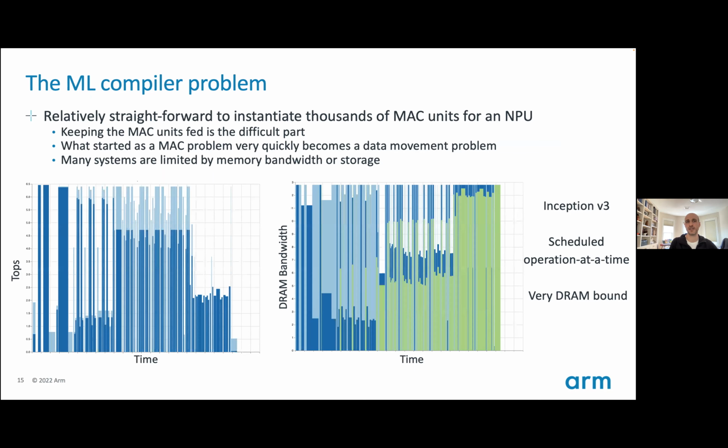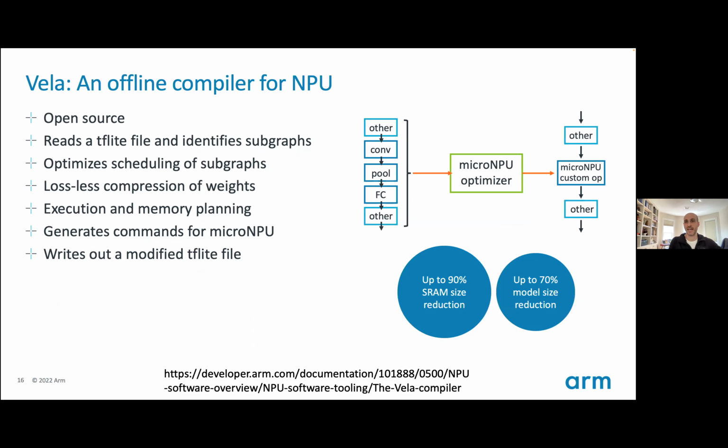A few comments on compilers. ML compilers are a really challenging problem, as probably everyone's aware. From a hardware point of view, it's fairly straightforward to instantiate hardware with lots of multiply accumulate units in the case of an MPU. But actually keeping those MAC units fed is pretty difficult. So what starts out as a MAC problem quickly becomes a data movement problem as you add more MACs. And in practice, we see many systems limited by memory bandwidth or storage to some extent, and that's especially true in embedded.